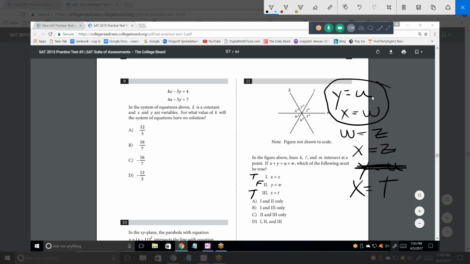If Y is not equal to W, then Y isn't equal to Z either, which makes Y not equal to X and Y not equal to T, all of which are true. But I still am having difficulty with figuring out how to prove that number 2 is false. Not sure I can do it.